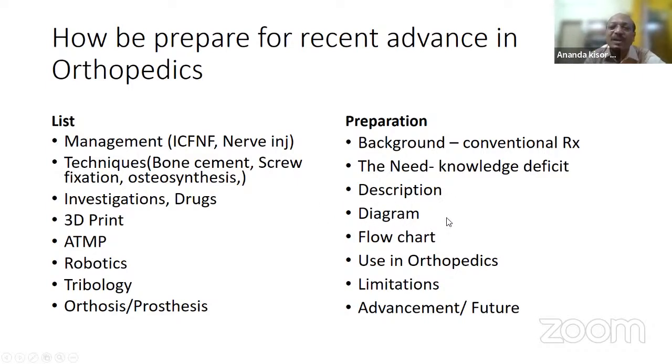It may be a schematic diagram, or it may be very important to give some flow chart. It is extremely important. I will show how the flow chart will be drawn from the different topics. Lastly, this is very important: we have to chart the clinical use in orthopedics. What is the important clinical relevance? Next is what is the limitation, and what is the advancement and the future, which has to be mentioned.